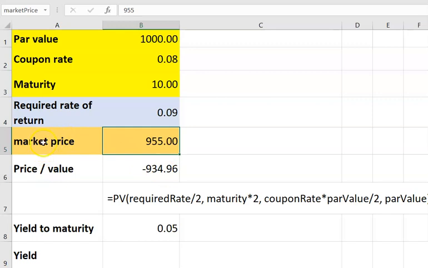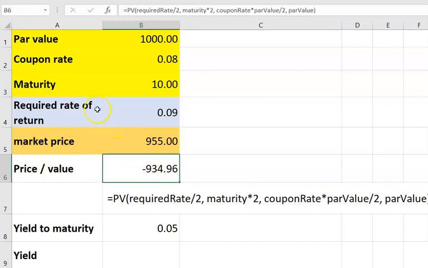Why would the market price be different than my price? Well, probably because other people's required rate of return might be different than my rate of return. I might require 9%, other people might require 8%, so they're willing to pay more. All right. So here's how we calculate the price of the bond.